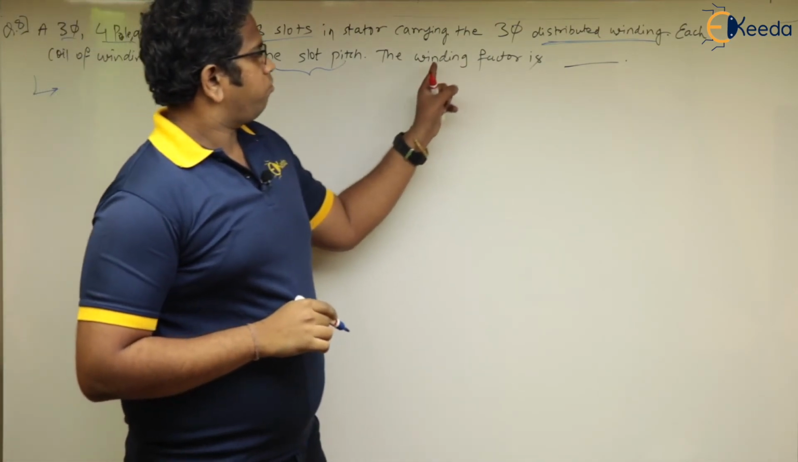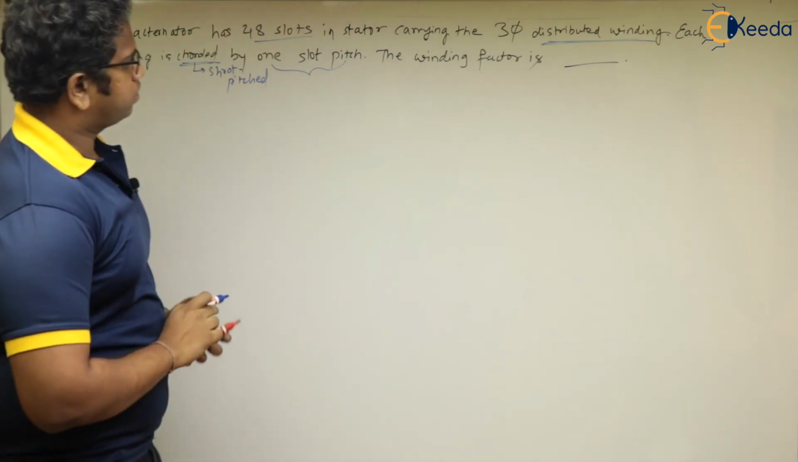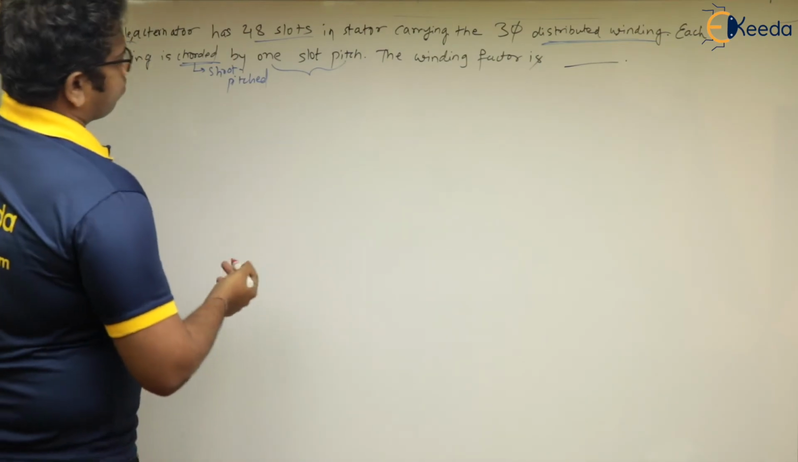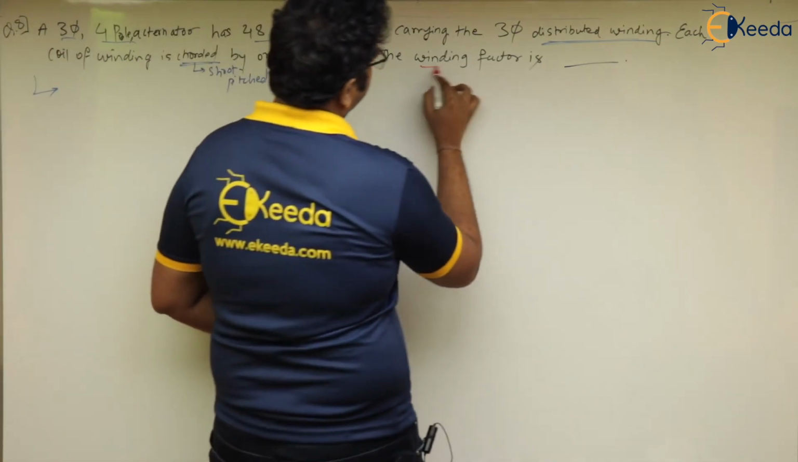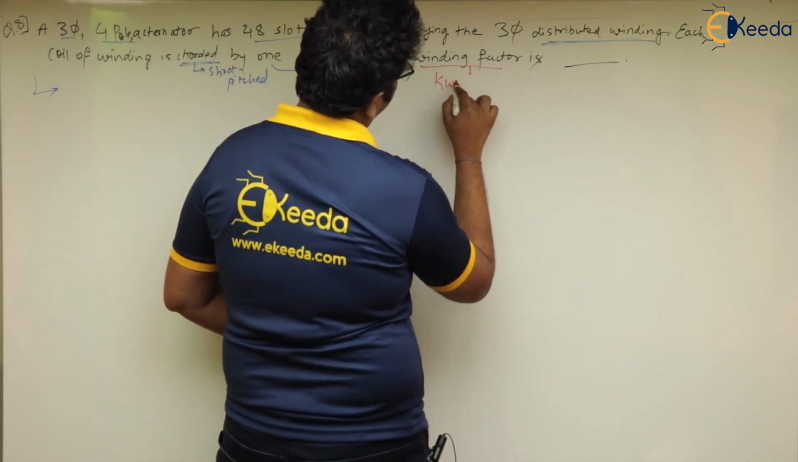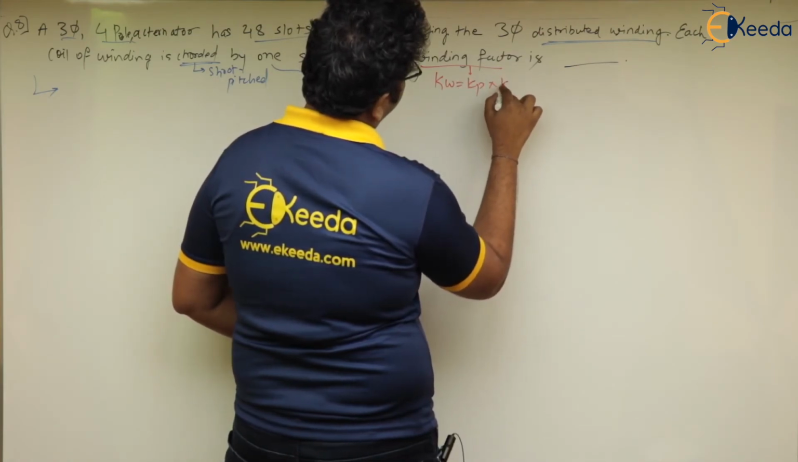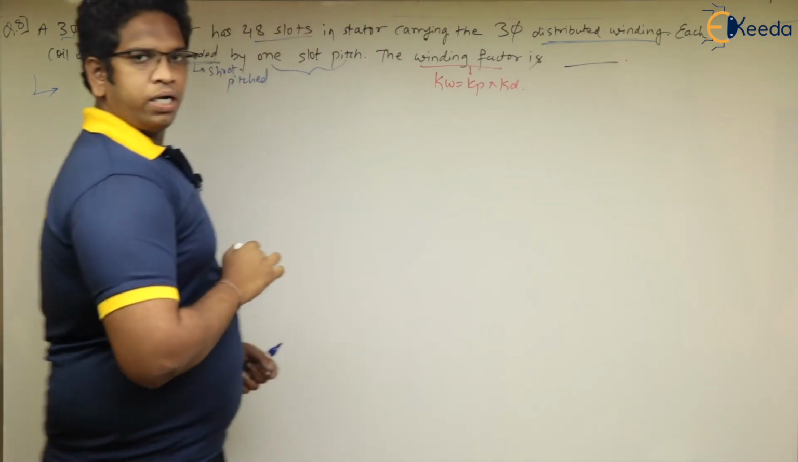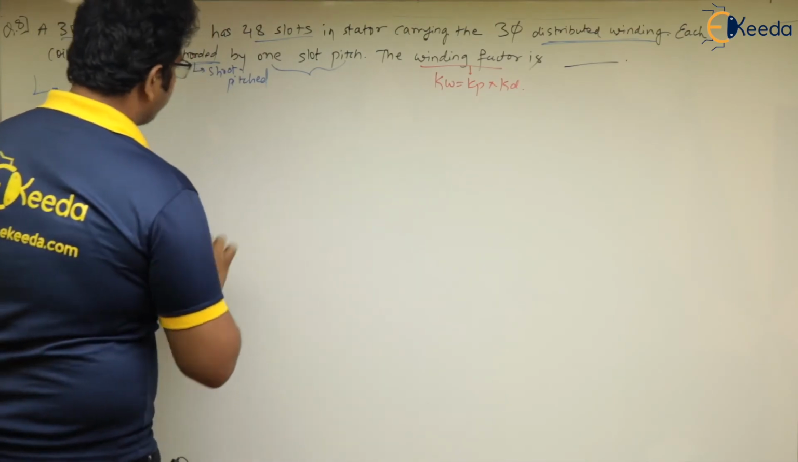Right? The winding factor is what? Let us see that. Very simple. See, winding factor, right? What is winding factor, sir? Winding factor is Kw, which is nothing but Kp into Kd. We have seen. Right? Anyway, see here now. How to find it?